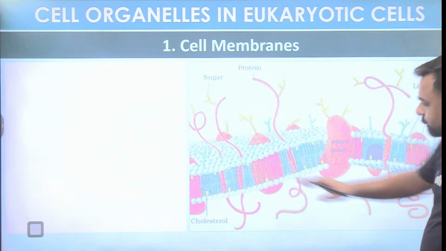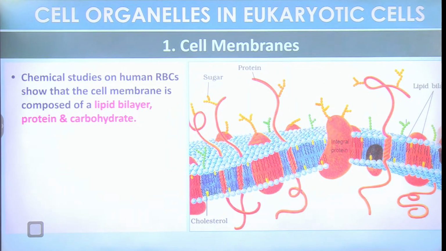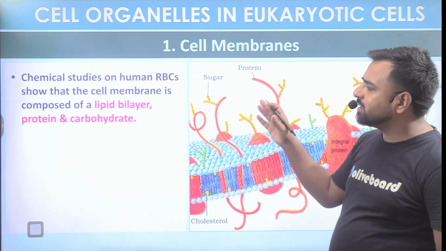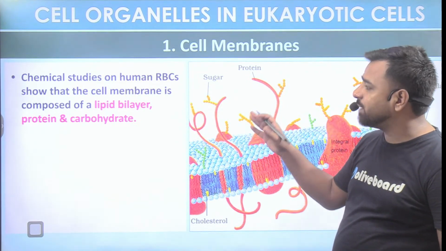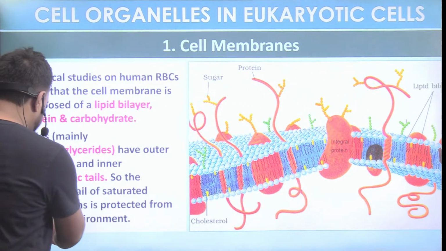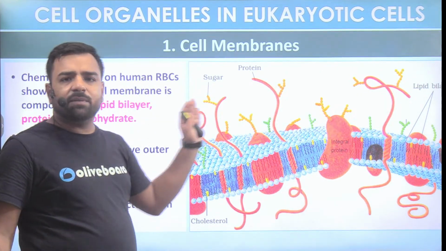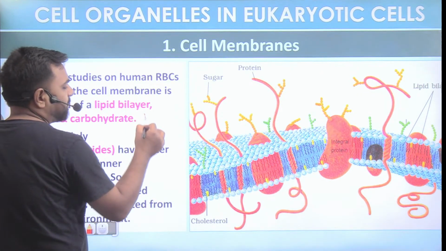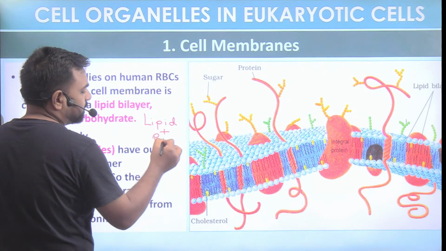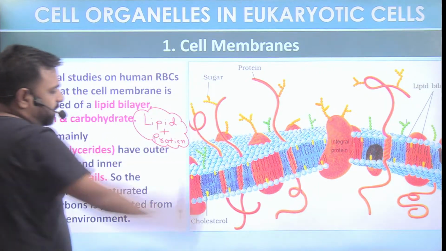Cell membrane, that's the structure. Here we have sugar, protein, cholesterol, lipid bilayer, all these things are present. Chemical studies on the human RBC show that the cell membrane is composed of a lipid bilayer, protein and carbohydrate. One more thing, the question is directly asked in the examination, so I'll write it for you. The question was asked previously: the cell membrane is made up of what? The simple answer will be, it is made up of lipids and proteins.